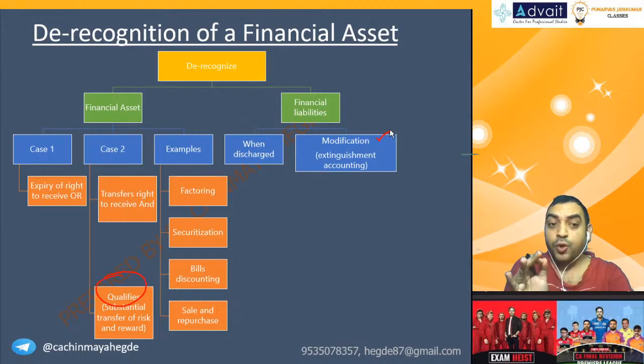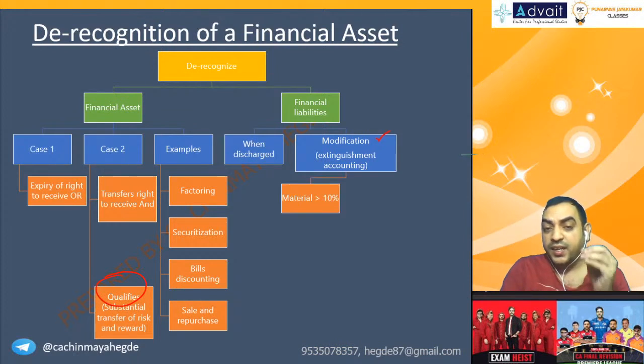But even under amortized cost basis, this modification may have an impact. So when does this modification apply? Whenever the difference is more than 10%. That is when it is called material, and when it is material, modification applies. If it is less than 10%, it is not material, and modification doesn't apply.